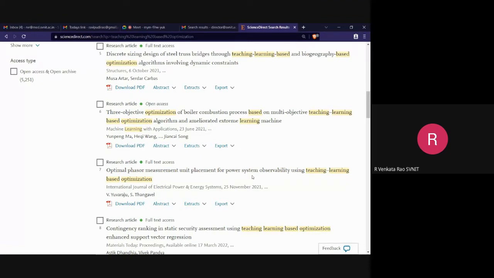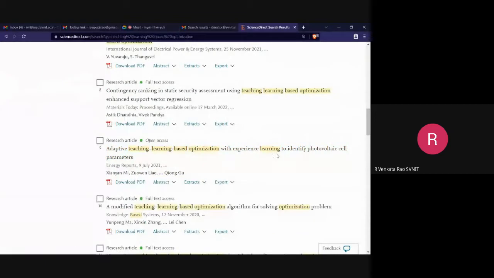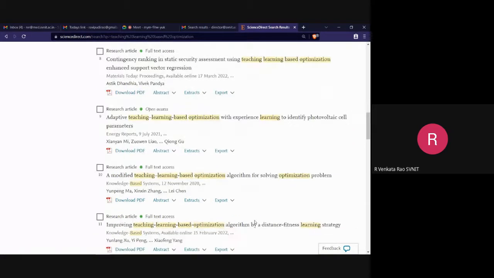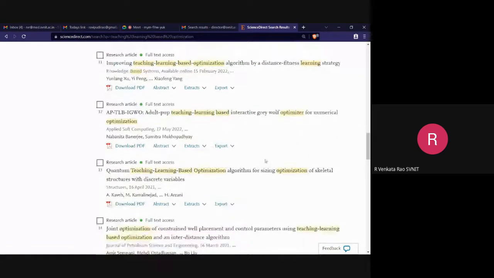You people belong to electrical engineering, so you can understand this paper better than me, because I know that researchers are using this TLBO algorithm to their advantage. I really welcome that. I really appreciate them, whoever uses this TLBO algorithm to solve problems. And similarly, here you can observe Energy Reports: adaptive TLBO with experience learning to identify photovoltaic cell parameters. And many papers improving the TLBO algorithm by a distance witness learning strategy. And similarly, here they added teaching learning based algorithm with Gray Wolf optimizer, May 2022. So these are Indians, Navanita Banerjee, Sumitra Mukhopadhyay.